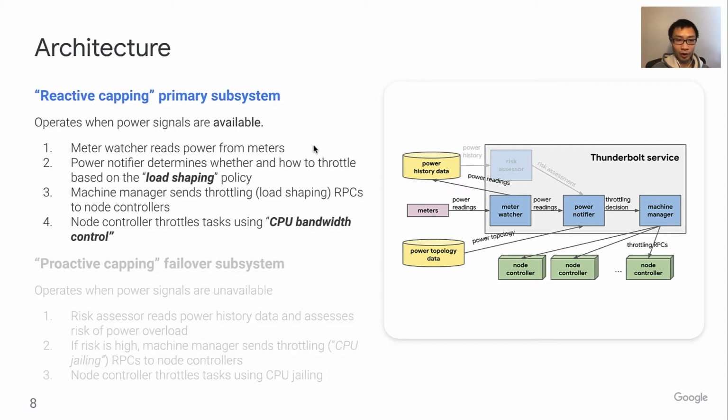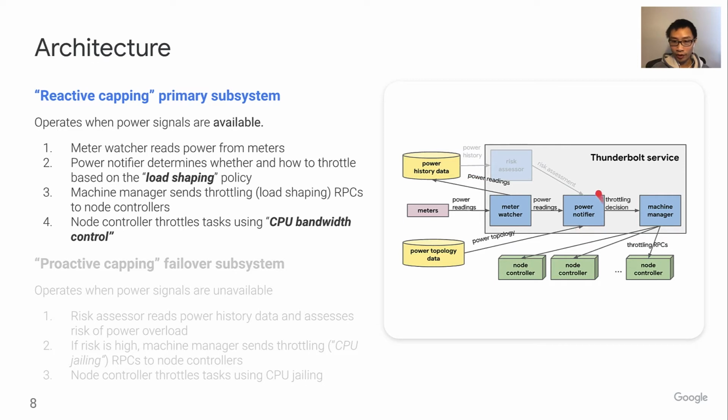Reactive capping operates when power signals are available. The meter watcher module here reads power readings from the data center power meters and passes the readings to the power notifier module. At the same time, it also stores a copy of the readings in the power history data store.